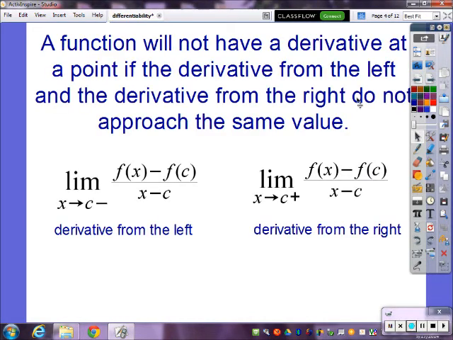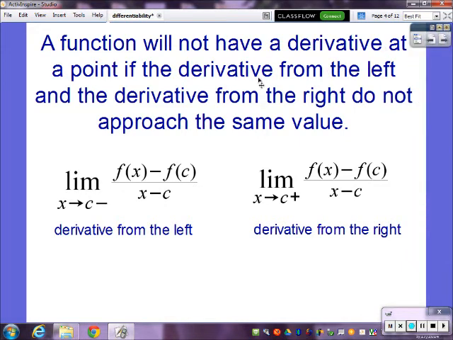So to start with, a function will not have a derivative at a point if the derivative from the left and the derivative from the right do not approach the same value. So remember, a derivative is a limit, and therefore you can have a left and a right hand limit. So what we have here is basically the setup for the formal definition of a derivative. It's just approaching a value from the left here and from the right here.